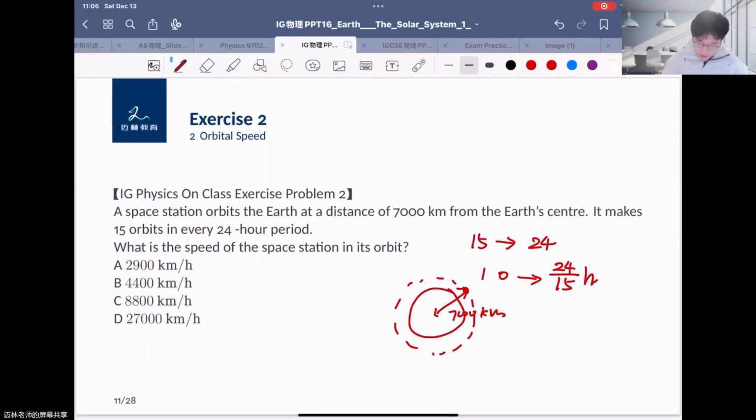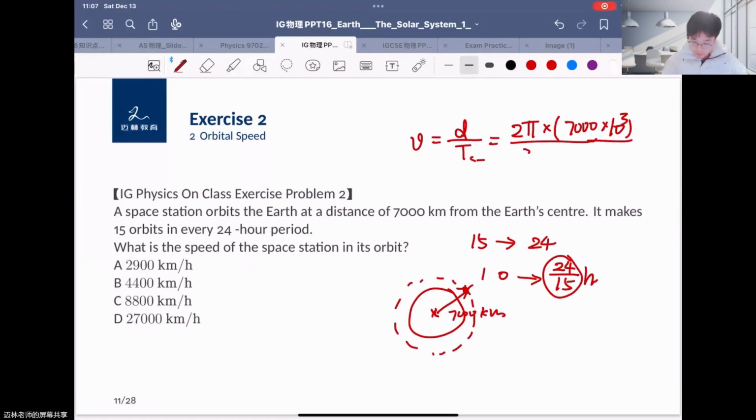Here the velocity equals the distance over time taken. So the distance here is 2 pi radius, where the radius is from the center to the top. So we calculate 2 pi times 7,000 kilometers. We also have to times 10 cubed after it because we have to convert kilometers to meters. The time taken, t, is just 24 over 15 hours. For each hour, we have 60 minutes, and each minute we have 60 seconds. That is the final answer.